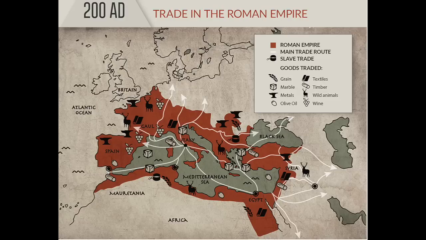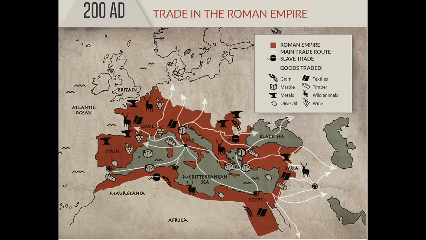In 200 AD, trade in the Roman Empire, here you go. You can see the routes there, goods traded. You can see the main trade routes, the slave trade routes. And I would even argue that there is almost a form of slavery today if you look at cheap labor. So here you go. You've got the trade routes throughout Rome, reaching the far reaches of the empire. And they also made it eventually, as you know, into Britain, southern Britain there. And just a far-reaching empire.